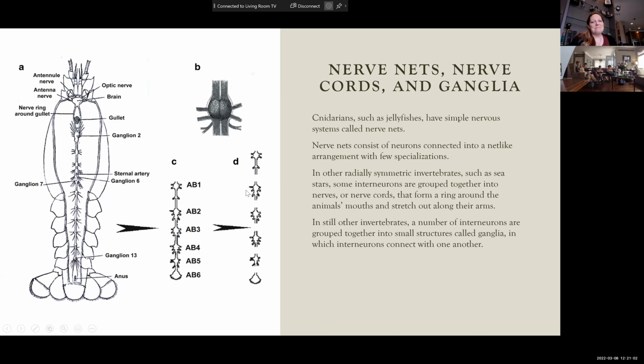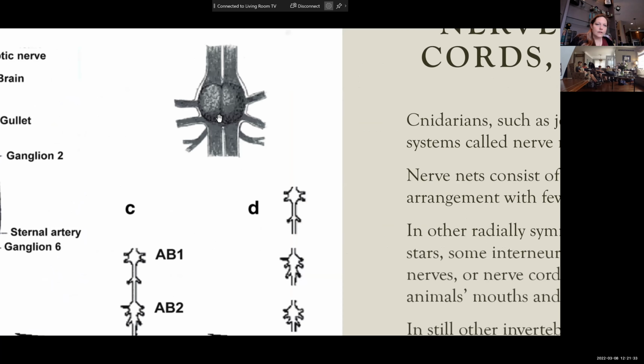She did. So cnidarians like jellyfish have simple nervous systems, the nerve nets we talked about, and they consist of neurons connected in a net-like arrangement. And other radially symmetrical invertebrates like sea stars, you've got some interneurons that are grouped together in nerve cords, which form a ring. We saw that there's a ring around the mouth area of a sea star. And then when you get to these types of invertebrates that have bilateral symmetry, you start to see more of an organized system. That's a close-up of what one of those little ganglion look like. It almost looks like a tiny brain. Really kind of cool.